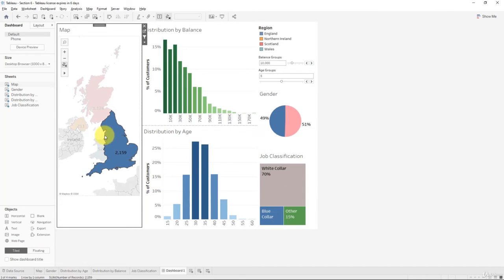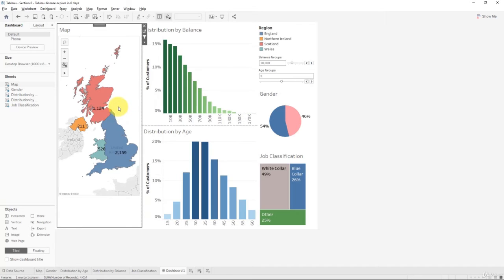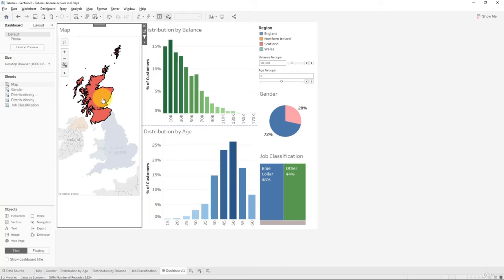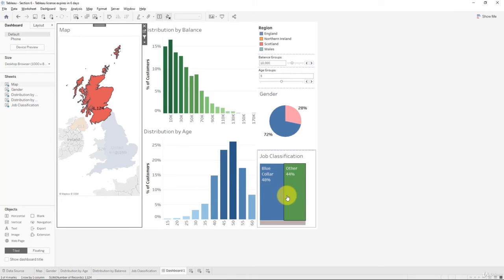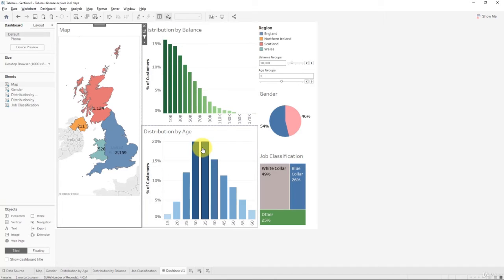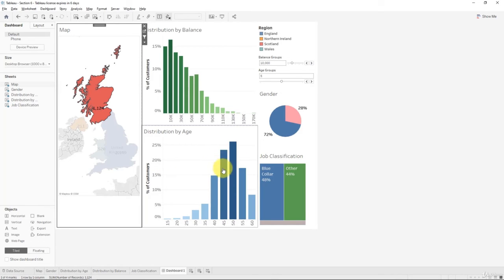Next, we'll move on to Scotland. Once again, we will unclick the map, so we have the baseline, and now when we click on Scotland, we can visually compare. You can see that the balance distribution changes a bit, but not too much. There are some anomalies, but the rest of the charts change quite a lot. Gender breakdown goes from 54% male all the way to 72% male. White collar workers almost completely disappear, and it's mostly blue collar workers and other. Also the age demographic is completely different. Now our customers are in their late 40s, early 50s, which is very, very interesting.